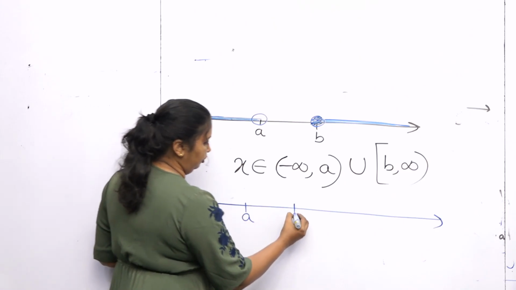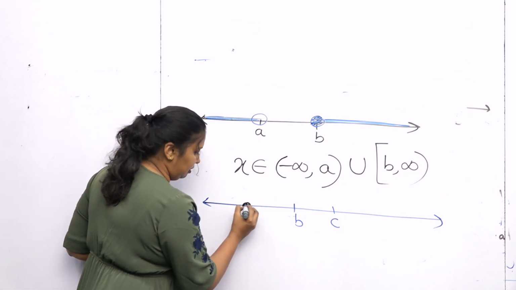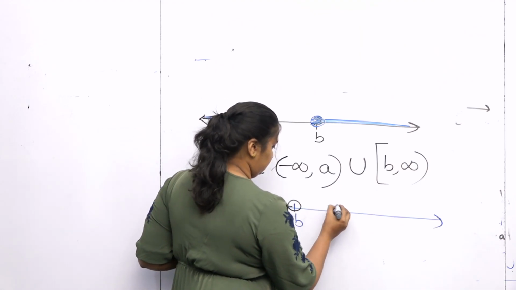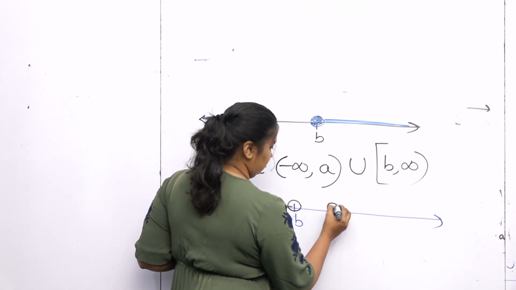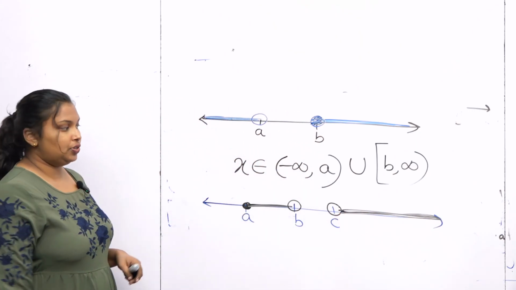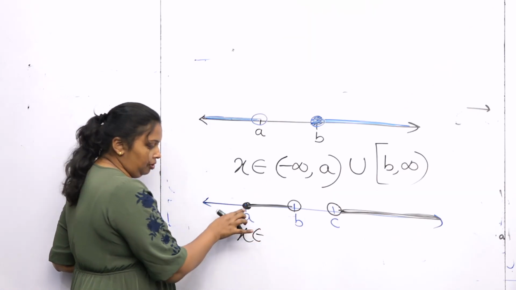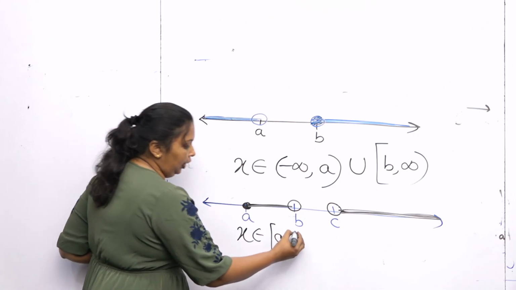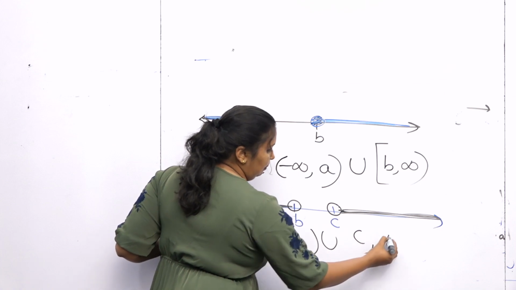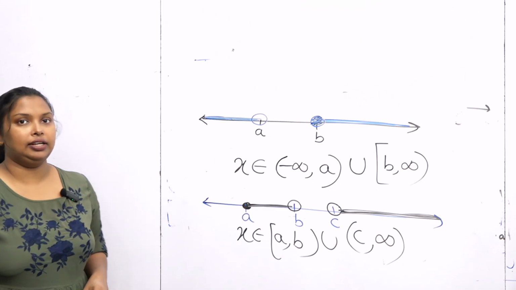You have a, you have value b, you have value c here. Right? So I will shade like this. Okay. How to represent this one? So I ask you to start from this side. X is an element starting from here, including a to b without b, union c to plus infinity, c to plus infinity without c. Like this we can write.